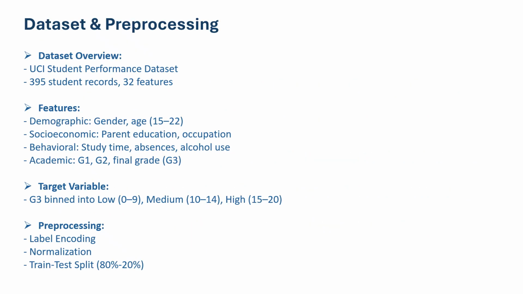Our dataset came from the UCI machine learning repository, and it included 395 student records with 32 features. These features covered a wide range, from demographics like gender and age, to behavioral patterns like study time and alcohol use, to academic history like grades from earlier terms. The final grade G3 was converted into three categories: low, medium, and high. We also did standard pre-processing steps like label encoding for categorical variables and normalization for numeric ones. The dataset was split into an 80:20 ratio for training and testing respectively.